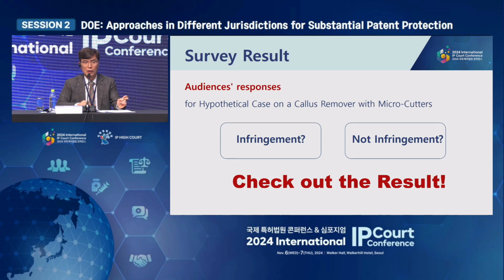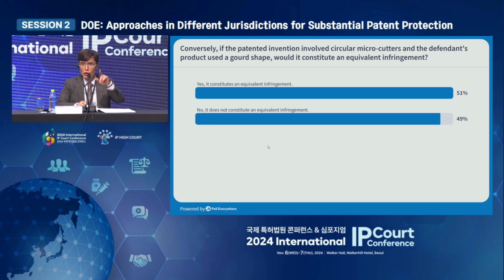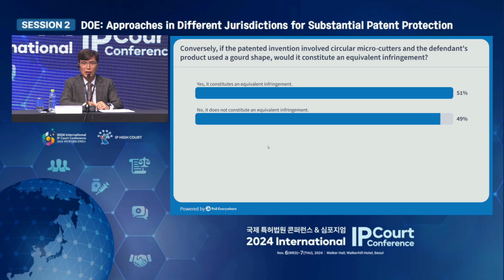Okay, we have 48% that it constitutes infringement and 53% that it does not constitute infringement. Okay, the second question: yes, it is an infringement, 51%. No, it is not an infringement, 49%. Well, I was expecting a more tilted result, but there was a comment that this was not a technology that was available in the prior art. So I believe that was the reason why we had a really balanced poll result. And thank you so much for your participation in the survey.